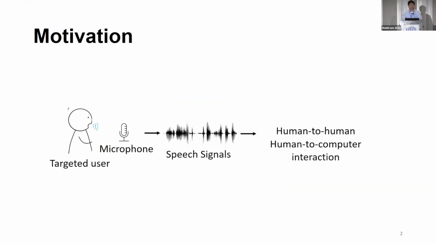Speech communication is known as one of the most common communication methods for both human-to-human and human-to-computer interaction. Typically, for mobile devices, the speech signals are recorded by the microphone and then used by the user interface.